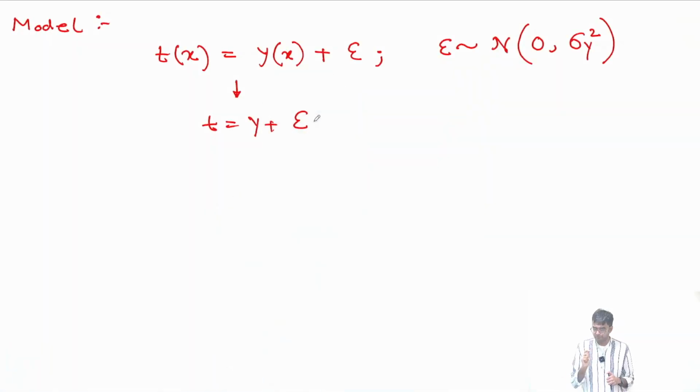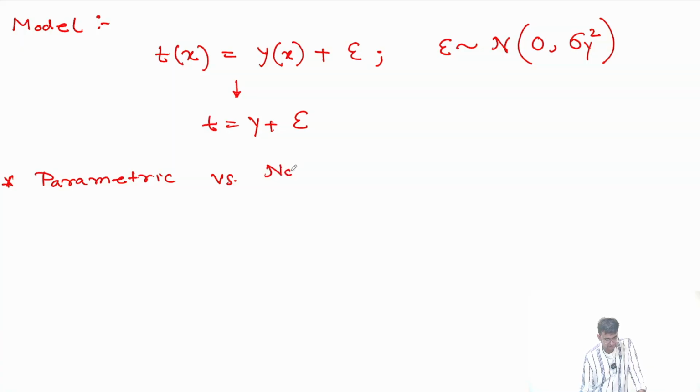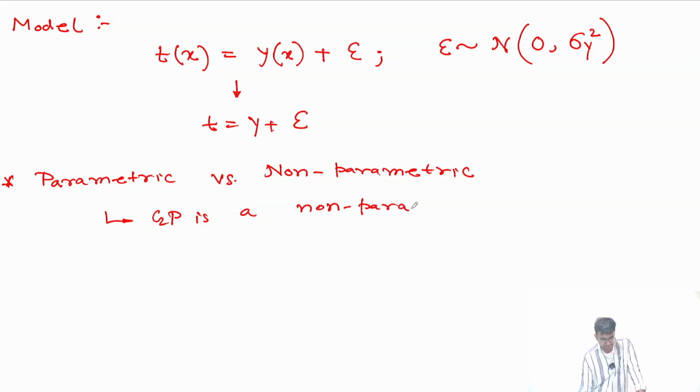And for that, I now need to reintroduce two more terminologies. The first terminology is parametric versus non-parametric. I'm not writing it, but remember that we have already discussed this. It's not that difficult. The important thing here is that GP is a non-parametric model. This is important.